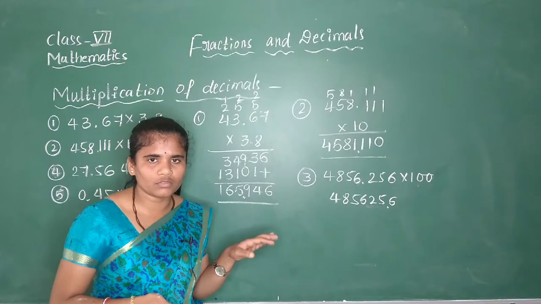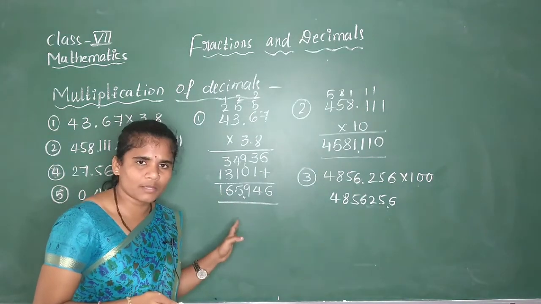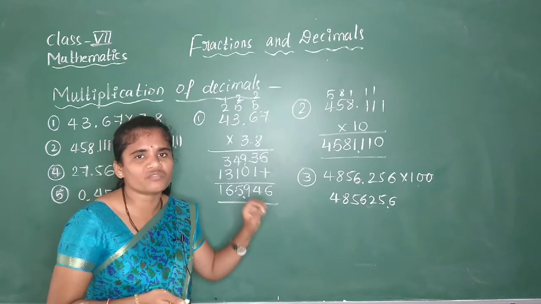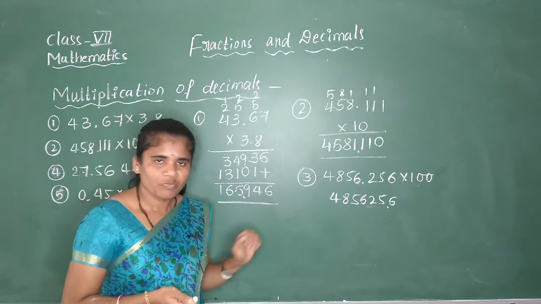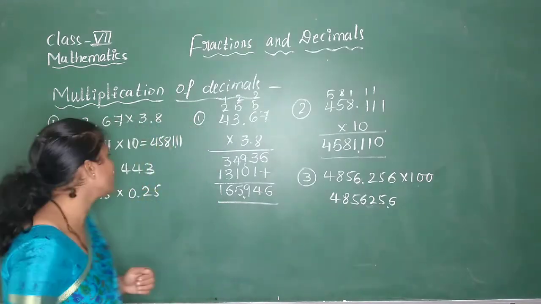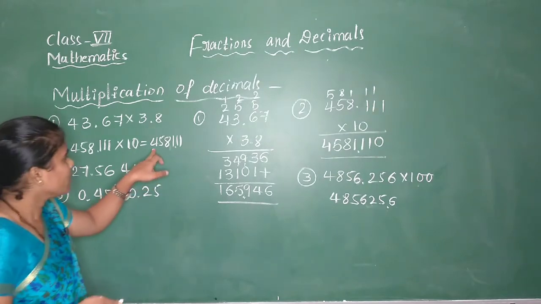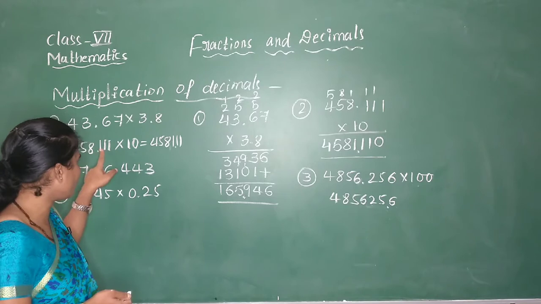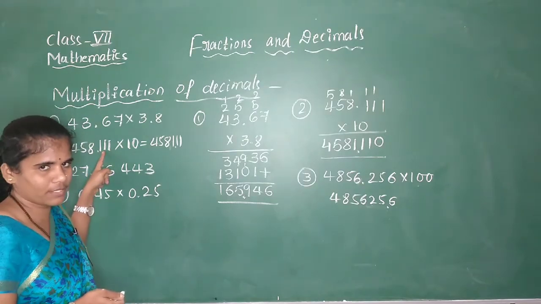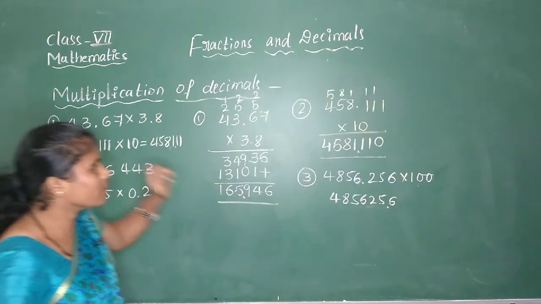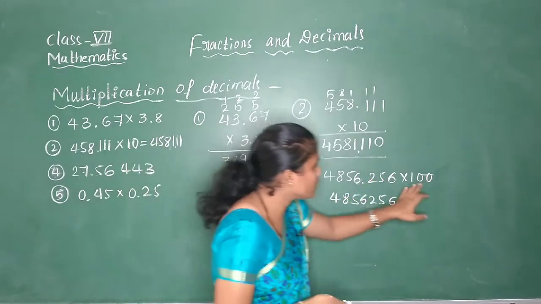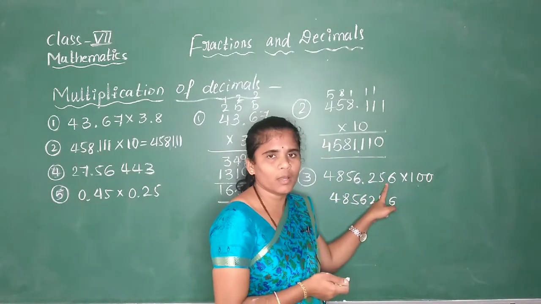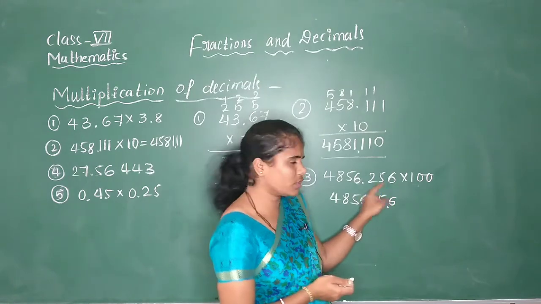We have to count the places, means the decimal point where it is, and then how many zeros are there. I hope you understood that. See, here one zero is there, so we have to put a point after one place, after one digit. Here two zeros are there, so after two digits we have to put the point. I hope you understood that.